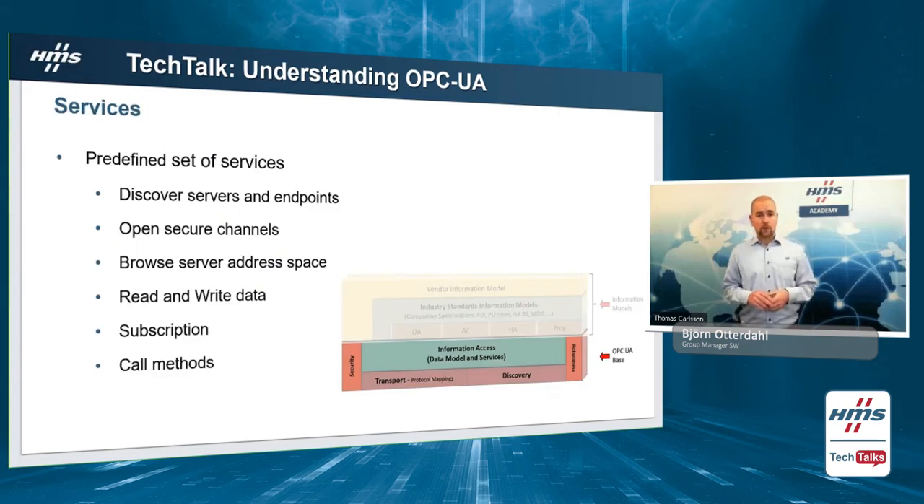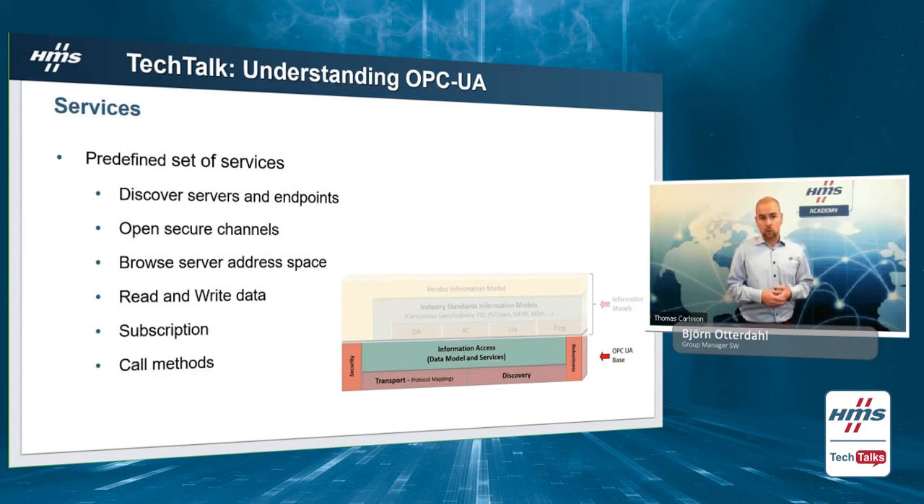One other part of the base of the protocol is the services that are available. There are a fixed number of services. So there are services to discover servers and endpoints in devices. You can open up secure channels. You can browse the address space of the device. You can read and write data. And you can do subscriptions. You can subscribe to changes on a parameter or an object, so you will get notified when the data changes.